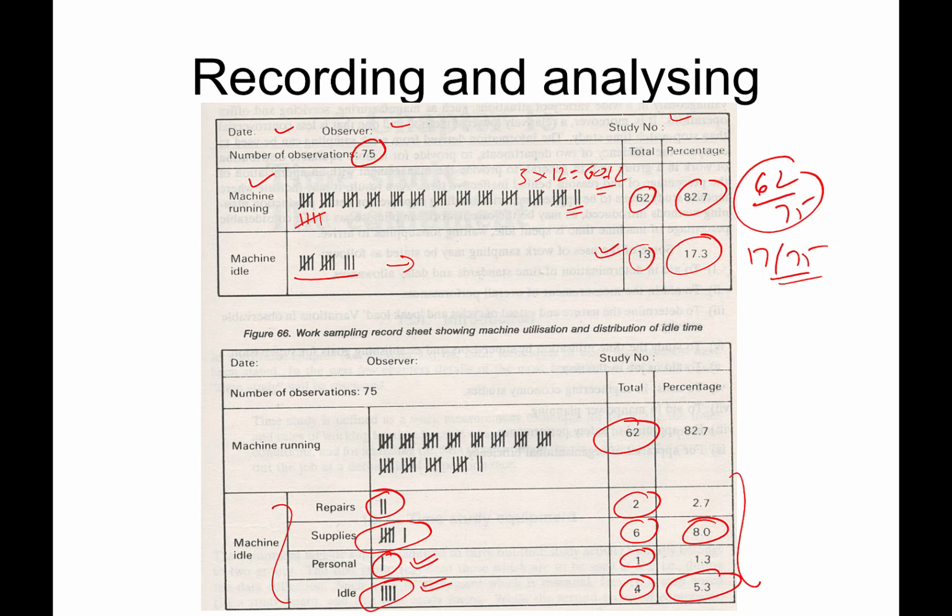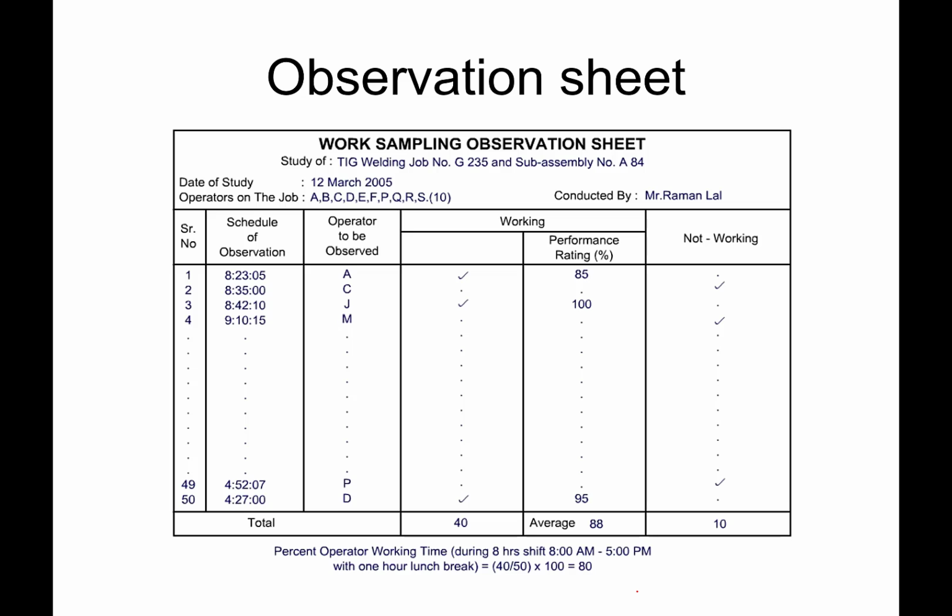So this is about the analyzing, and this is a typical observation data sheet. Work sampling observation sheet: the study is of this welding job of this particular component, the date of study, and the operators being studied, like say 10 observers, and the study is conducted by so and so. And this is about the schedule when the study was done or observations were made.